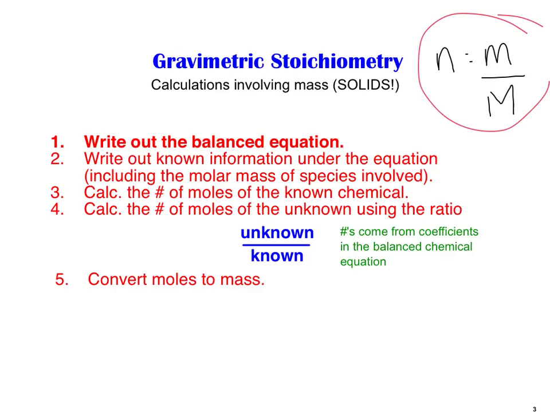The mole ratio will always be the number of moles of the unknown over the number of moles of the known. So the known is something we have information about. The unknown is what we're trying to solve for. These numbers come from the coefficients in our balanced chemical equation. So kind of like Avogadro's law, we needed a balanced equation, and n was the coefficients. Okay, now step 5 is convert the moles of the unknown, which we just calculated, to mass. So this sounds really confusing, but let's get started with an example to see if we can solidify that.